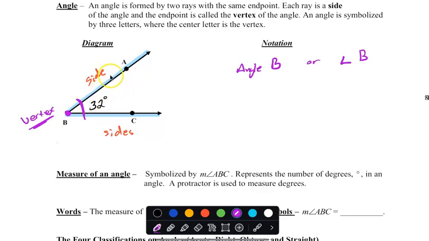Another way to do it is to pick 3 points, like A, B, C here, but the vertex has to be in the middle. Very important. The vertex has to be in the middle. So you can't just say A, C, B, because if you say A, C, B, I'm thinking it goes from A to C to B, and that'd be my angle, which doesn't make sense in this case. So 3 letters, vertex in the middle. So you can say A, B, C. Again, notice the vertex is in the middle. Or you could say C, B, A. Again, that would also keep the vertex. You go C, B, and then A. So that would be my angle there.